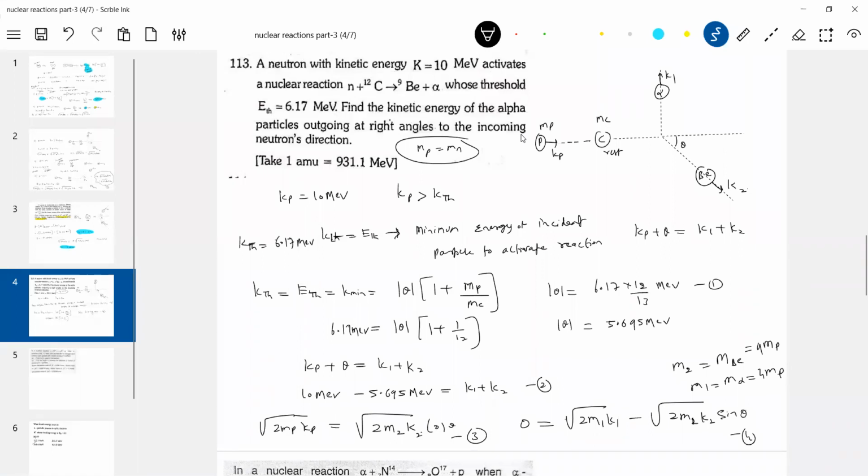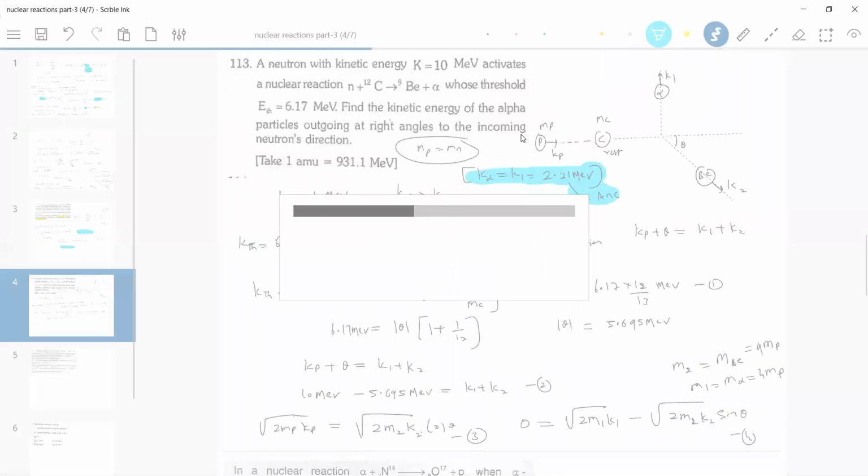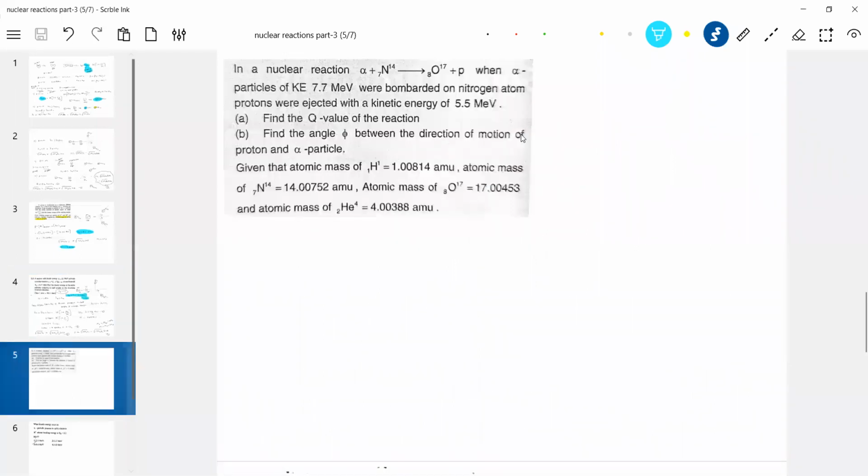Anybody answer? 2.211. 2.211. I'll write it here. No space. Answer I'll write it here. Kinetic energy of alpha particle 2.11. And this is your answer. Cross check later on. We take the next one here.